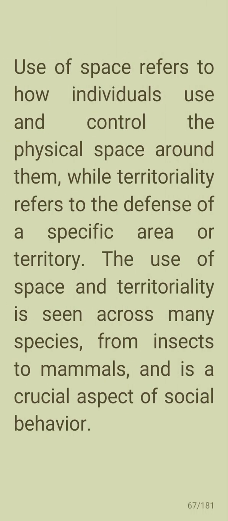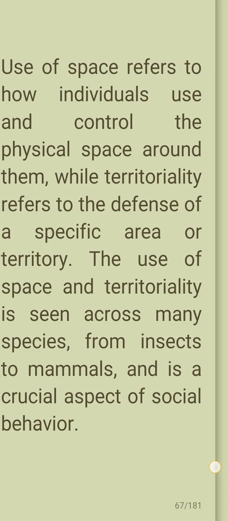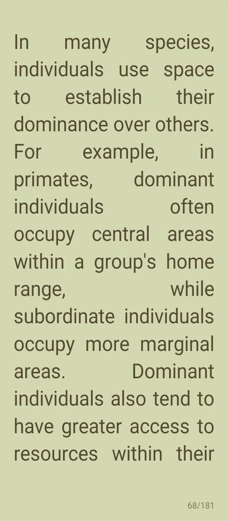Use of space refers to how individuals use and control the physical space around them, while territoriality refers to the defense of a specific area or territory. The use of space and territoriality is seen across many species, from insects to mammals, and is a crucial aspect of social behavior. In many species, individuals use space to establish their dominance over others. For example, in primates, dominant individuals often occupy central areas within a group's home range.